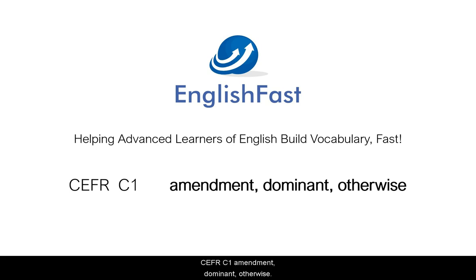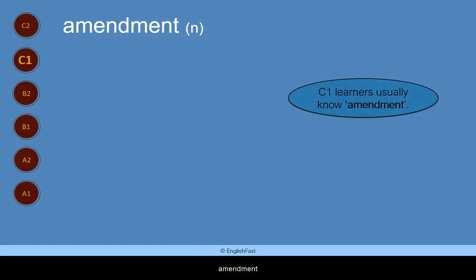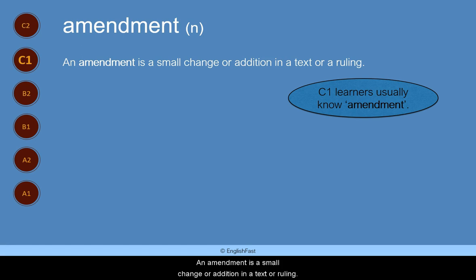CEFR C1: Amendment, Dominant, Otherwise. Amendment. Amendment is a noun. C1 learners usually know amendment. An amendment is a small change or addition in a text or a ruling.